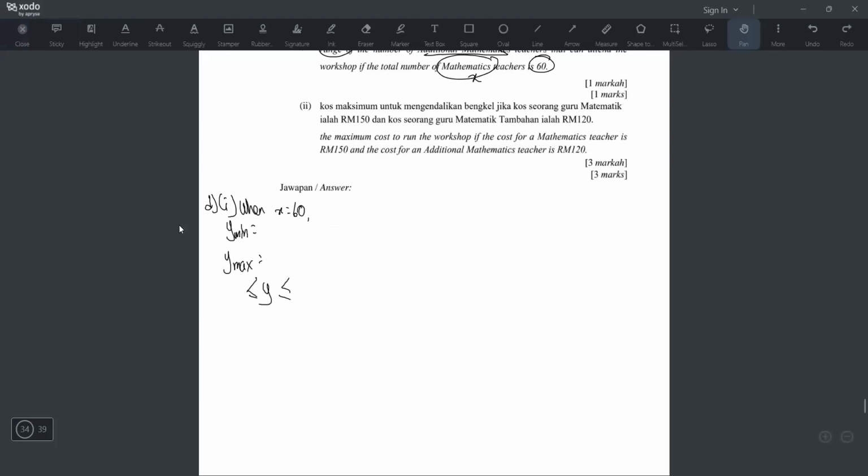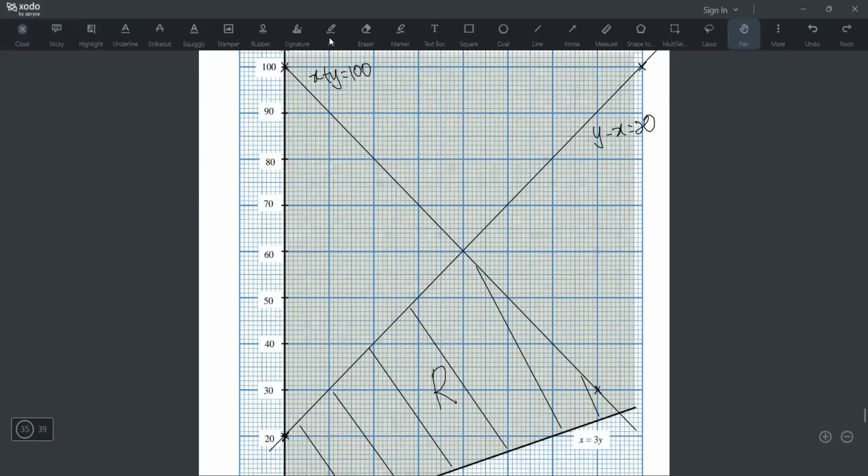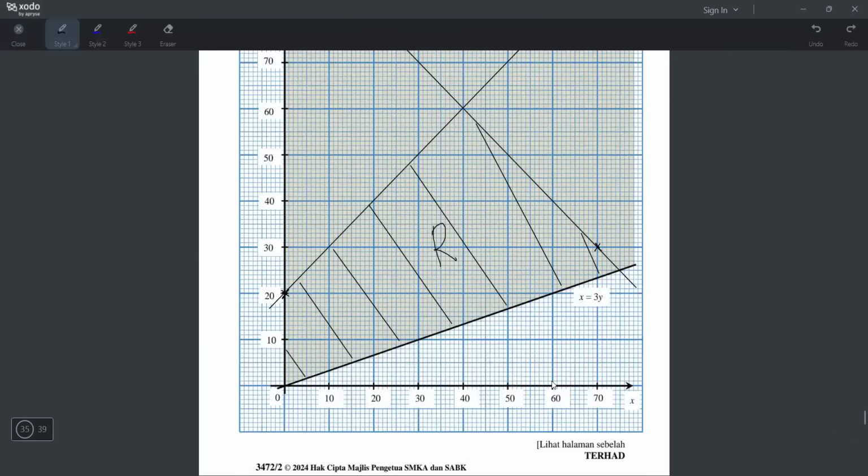Okay. So now I will go to the graph. Cari X is 60 dulu. So where's X is 60? Here. And then I will draw a dotted line. And the first contact point with shaded region, this is the first contact point with the shaded region. And then I tarik here. This will be the Y minimum lah.